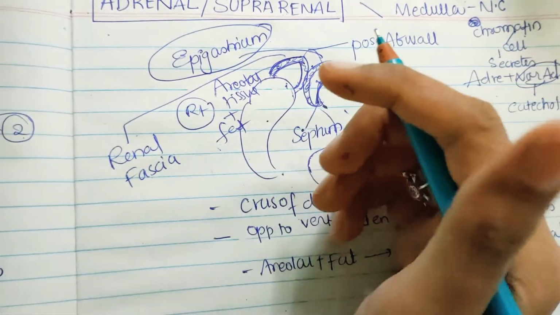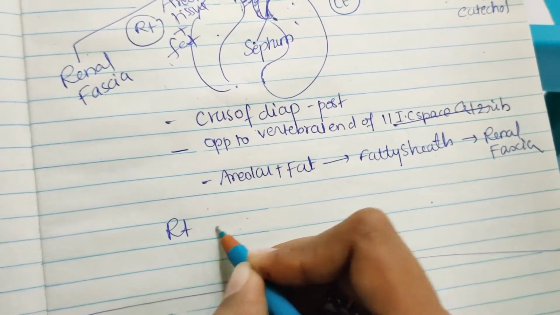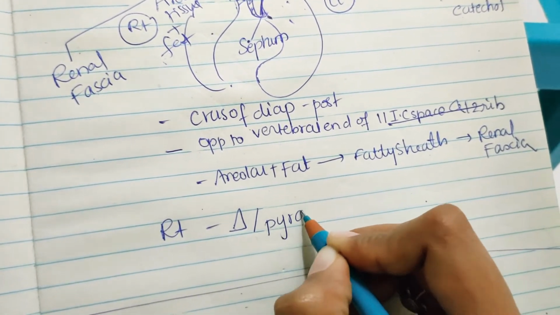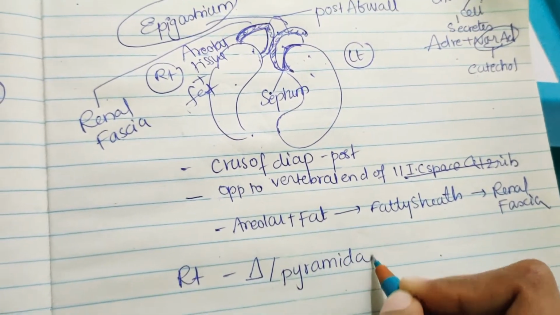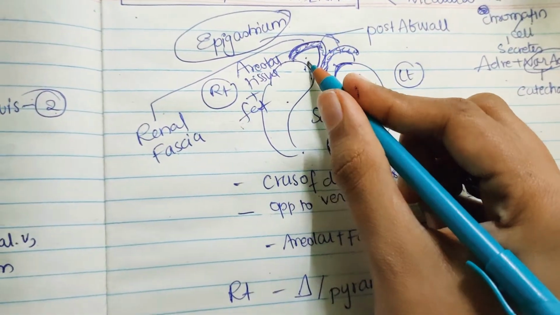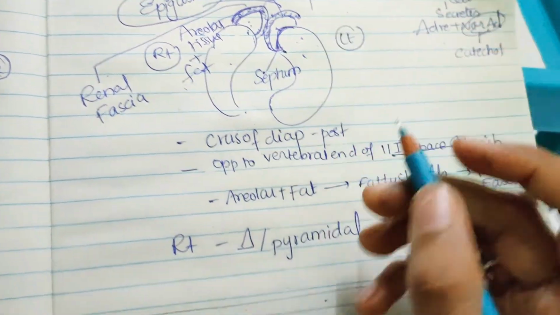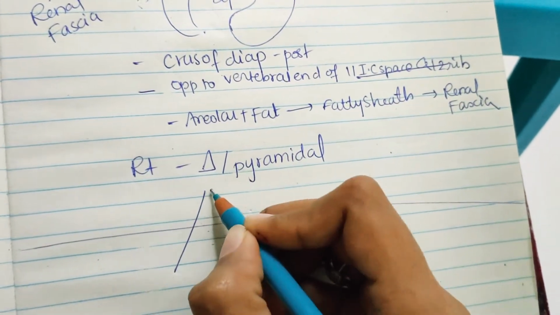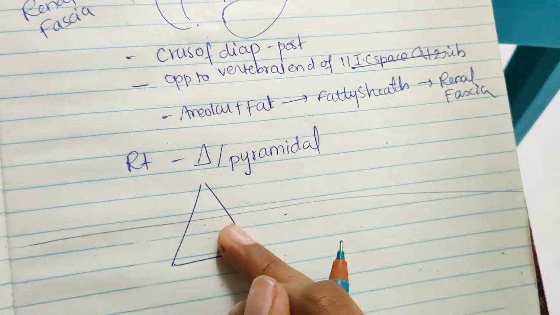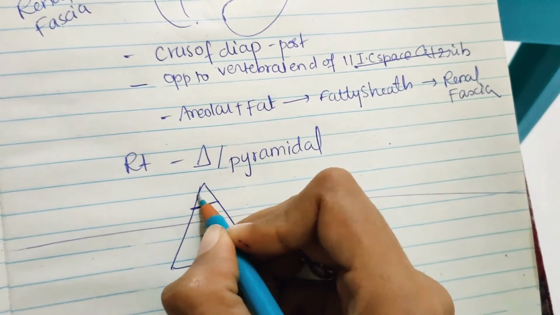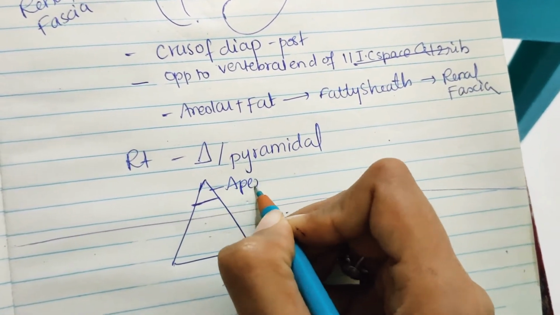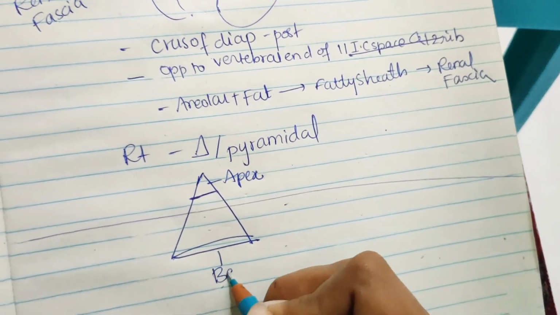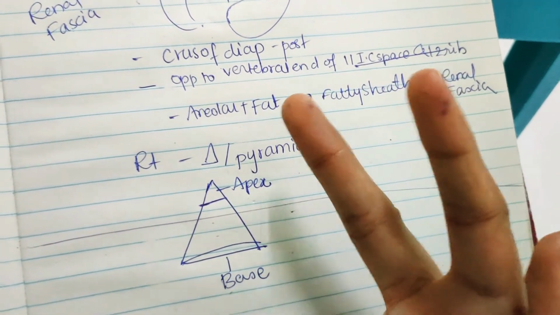The right suprarenal gland is triangular, or you can say pyramidal. You can see here it's triangular or pyramidal, and it has an apex. So this is the apex. Let me draw a triangle. Imagine this as the right suprarenal gland. It has an apex, and it has a base. This is the base, and it has two surfaces.